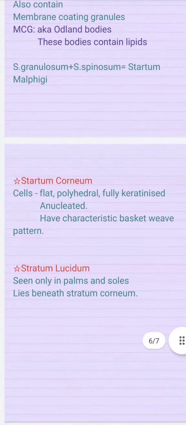Next up, we have the uppermost layer, that is the stratum corneum. The cells are flat, polyhedral, and fully keratinized. They are practically dead and anucleated. On HPE, it appears as a pink layer, giving a characteristic basket weave pattern.